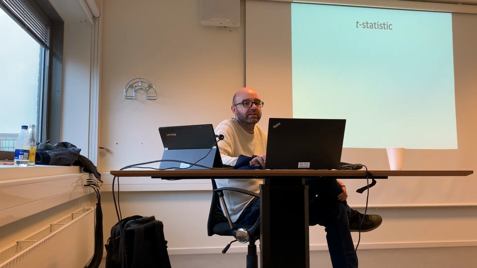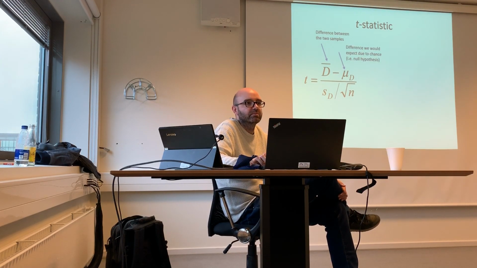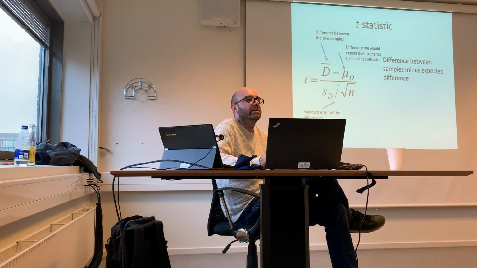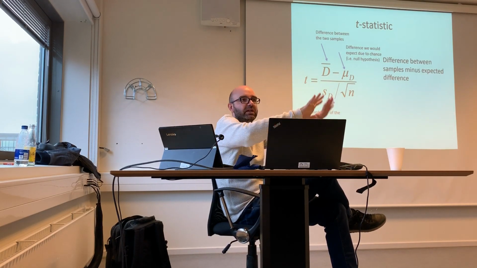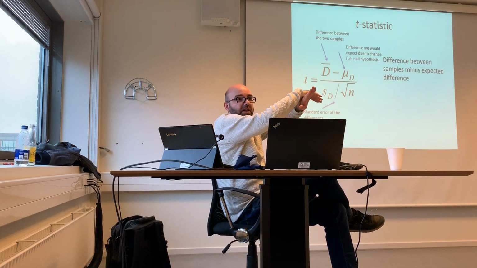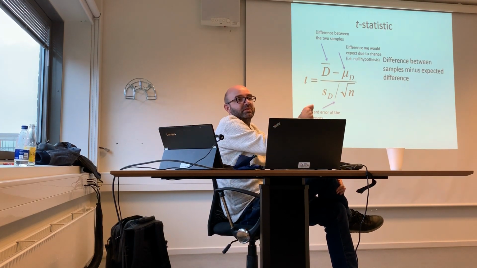And that has an equation, and that equation is the difference between the two samples. The average difference between the two samples, minus the difference we would have expected due to chance, the null hypothesis, divided by the standard error of the differences. And don't worry about the details. The logic, again, is just, now we're not focusing on a sample over here and a sample over here. Now we're focusing on a sample of differences, because we can track one person through time.